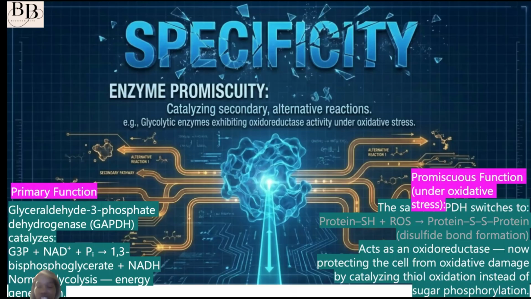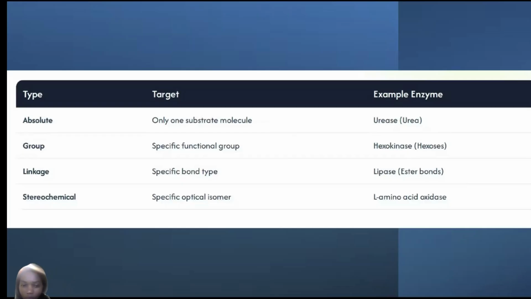When the condition changes, it's more like an adaptive response, and this same glycolytic enzyme is acting as an oxidative reductase, converting the sulfhydryl group of a protein, in the presence of a reactive oxygen species, to a disulfide bond in the protein. And so it's acting as an oxidative reductase to protect the cell from some sort of oxidative damage, but you can do more digging. So if you have a better explanation, please, you can drop it in the comment section.